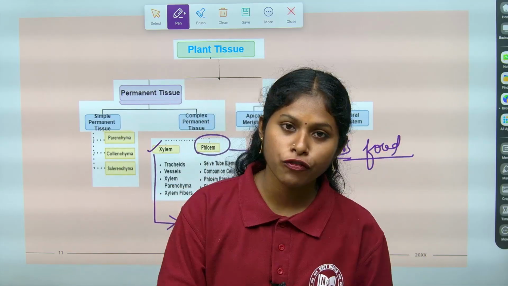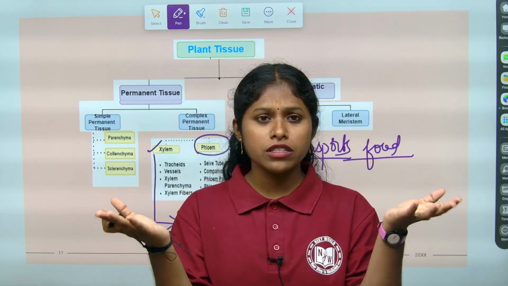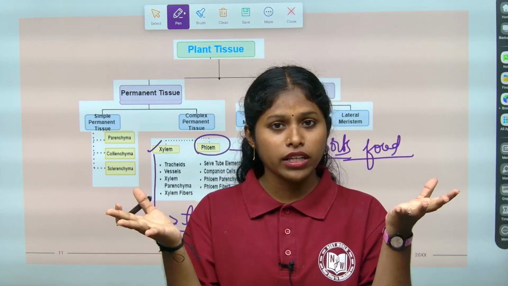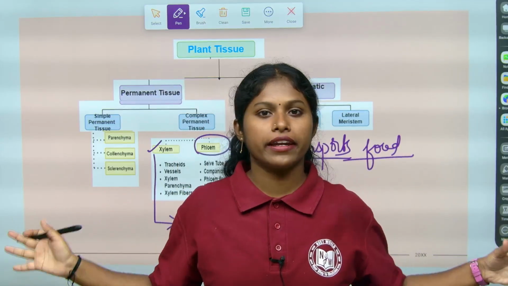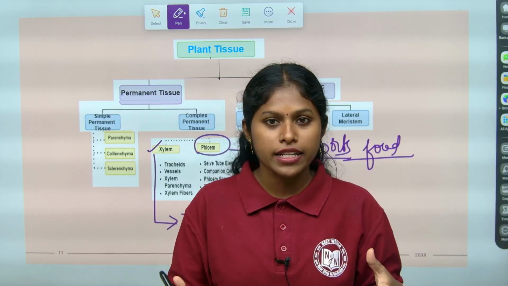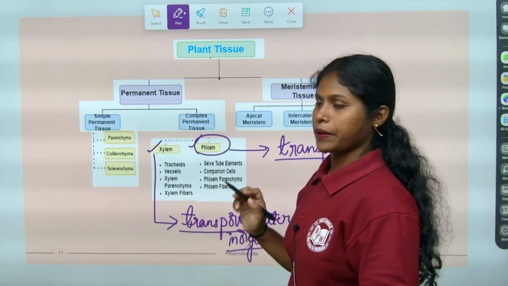So, the preparation of food happens in the leaves, which means the food is only kept inside the leaves? No, it is transported throughout the body, right. Which tissue is transporting? That is nothing but phloem, right.